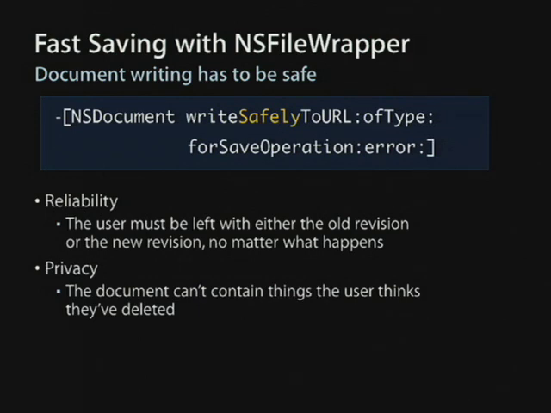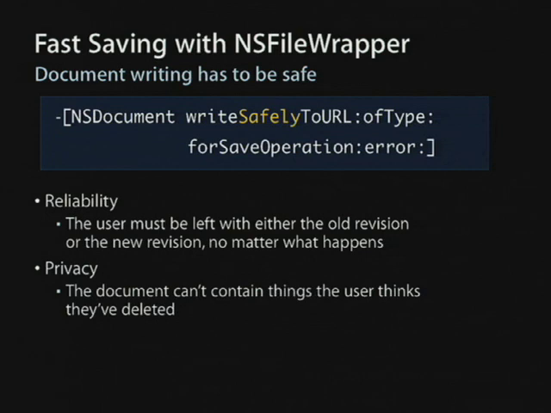So actually using NSFileWrapper, before I talk about that and how you use it to save documents fast, let me first say that document writing has to be safe. So the NSDocument method that's sort of at the top level of this operation of writing documents is called writeSafelyToURL:ofType:forSaveOperation:error:. That's so explicit to put in a method name like that, so it must be important.